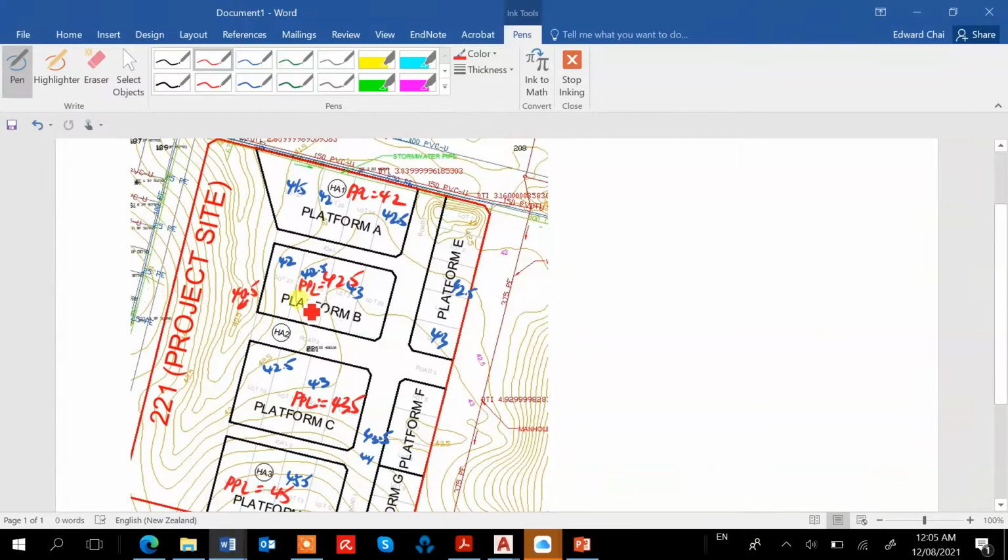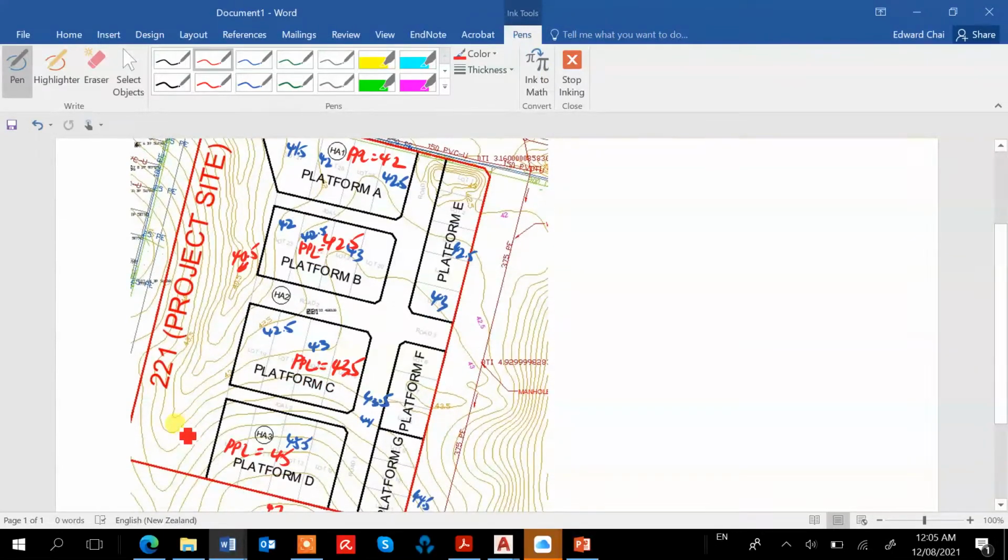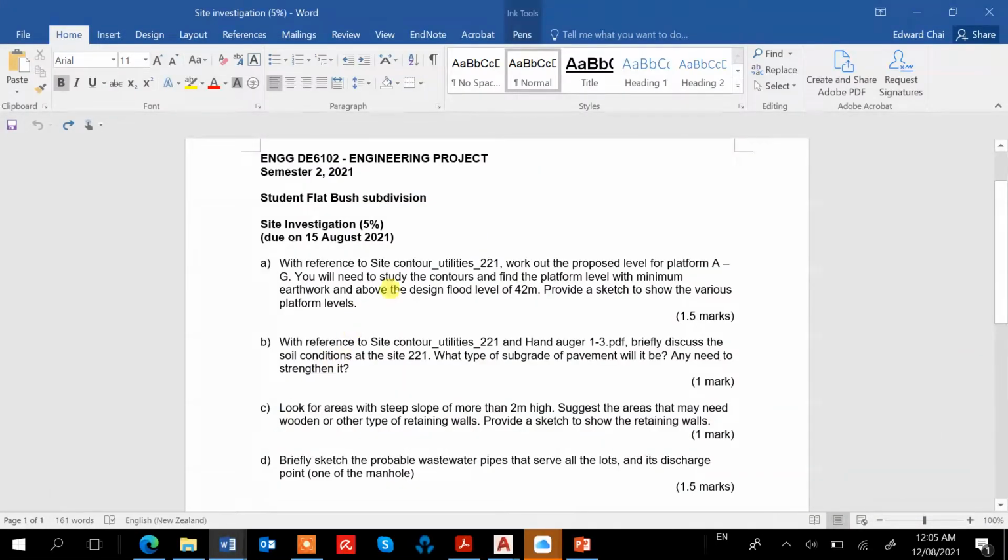between these two, here the valley and here. And then you look at the closeness of the contour. That means that there's quite a sharp drop from this platform to the bottom. Okay, so this is how we determine the platform level, based on the contour.